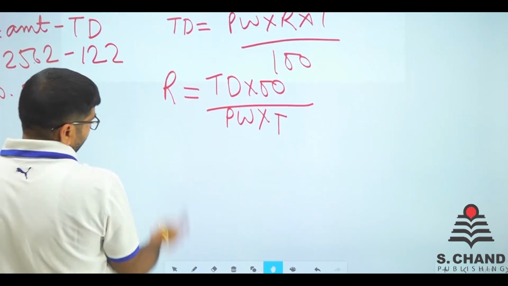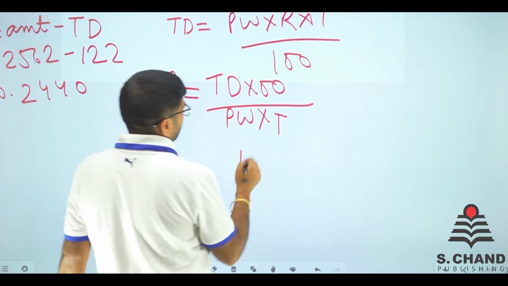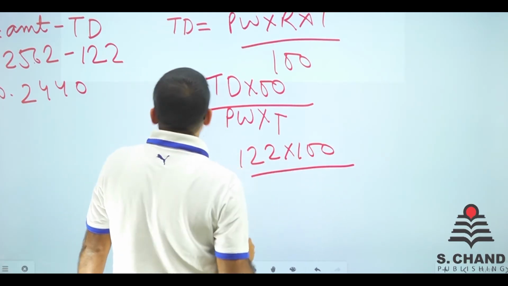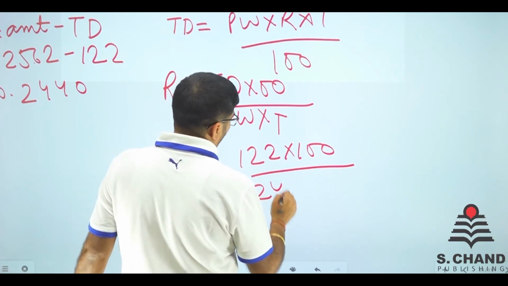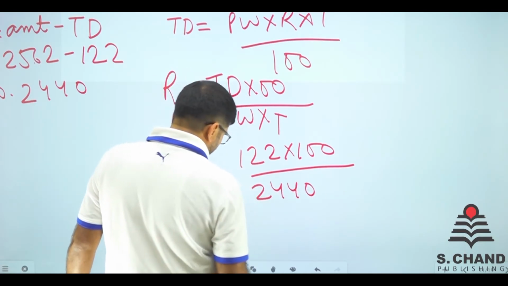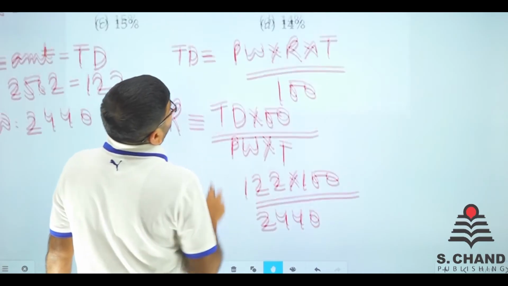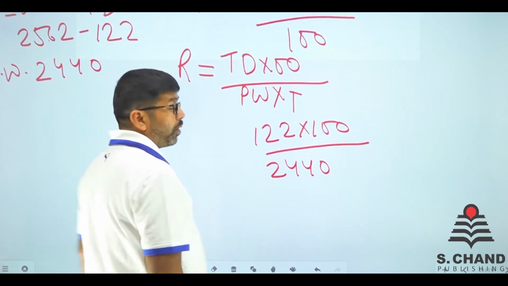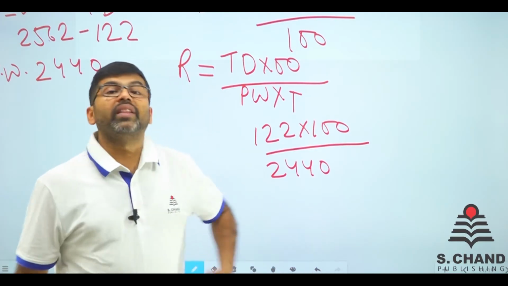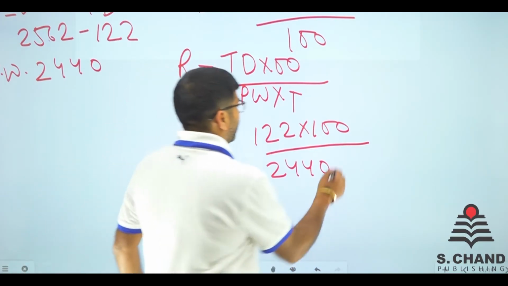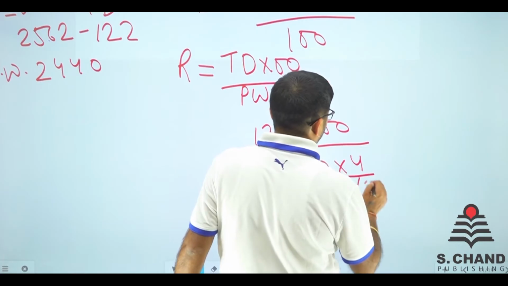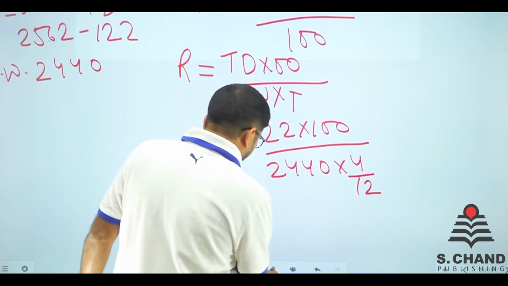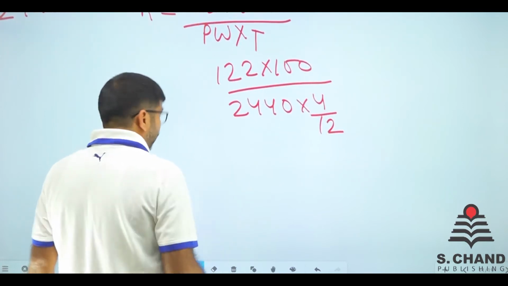Okay, so what is TD? We put all the values. TD is 122 into 100 divided by present worth, 2440. And what is the time? Time given is 4 months. So when you go 4 months and you need to calculate in the year form, it is 4 divided by 12, right? Okay, so this is the last thing we need to calculate.